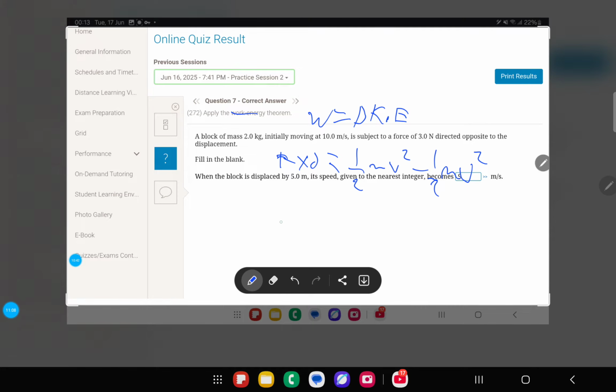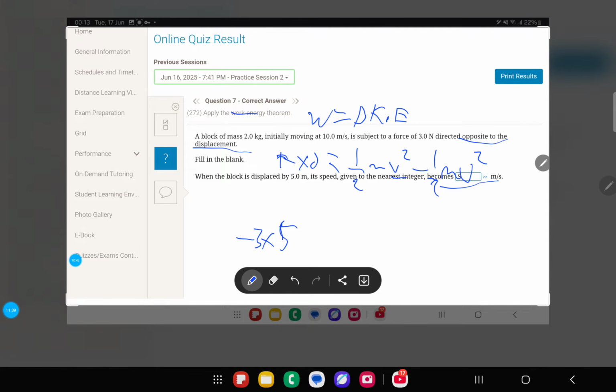So now, let's substitute the given values. They want us to find the final velocity, which is v squared here. They want us to find this. So let's substitute the values and solve for v squared. Now force is 3 times distance 5. Remember, they said directed opposite to the displacement. When it's opposite, it's negative, right? It's opposite to the displacement, the direction. So it's negative, it's opposing.